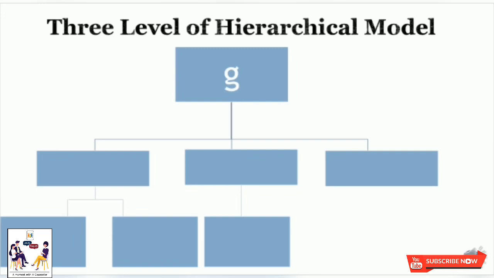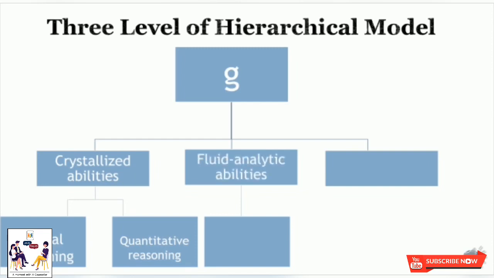The crystallized abilities are further categorized into two. One is verbal reasoning, the other is quantitative reasoning. The fluid analytic abilities are further divided into abstract or visual reasoning. The other is short-term memory, which refers to the ability of the individual to memorize an item which is given for a short period of time. Based on these factors, the Stanford-Binet scale consists of 15 subtests.